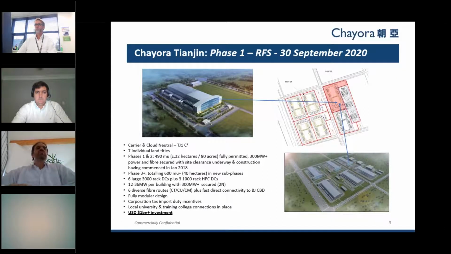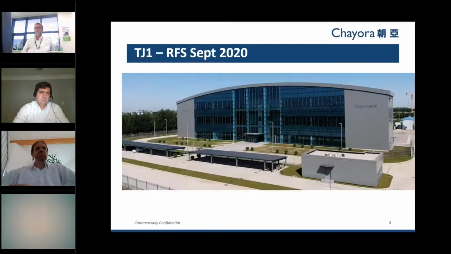7 individual land titles, so people can do project by project. And each facility, from a planning perspective with the local planning agencies, is rated between sort of 12 and 36 megawatts per building. But there is some flexibility there. That's what it looks like in reality. It's not a render. That's the first part of it.